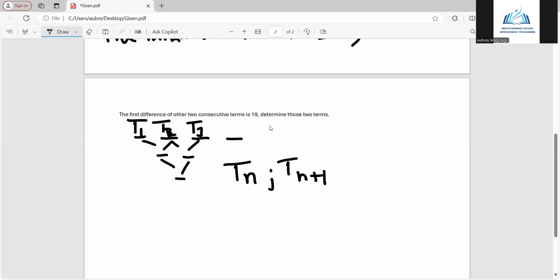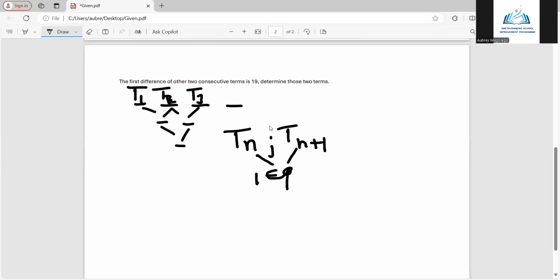Because what we said is that when we are looking for two consecutive terms, the difference of the positions is just 1. To move from T1 to T2, we just add 1. To move from T2 to T3, we just add 1. T3 to T4, we just add 1, etc. Then they said the first difference of these two terms is equal to 19, not negative 19, sorry. So 19.